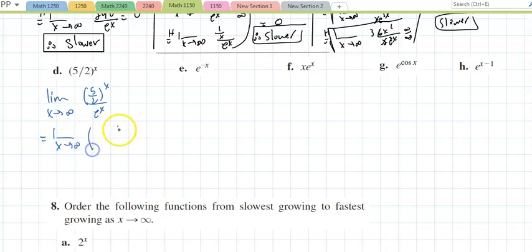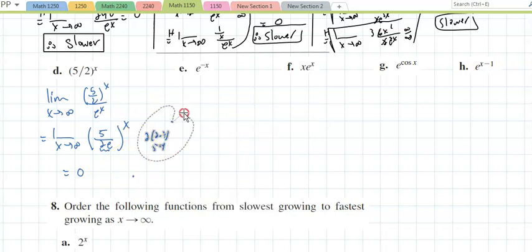I could combine those algebraically, and that will be 5 over 2e. And I would say that would equal 2 times 2.7, right? Isn't that 5.4?